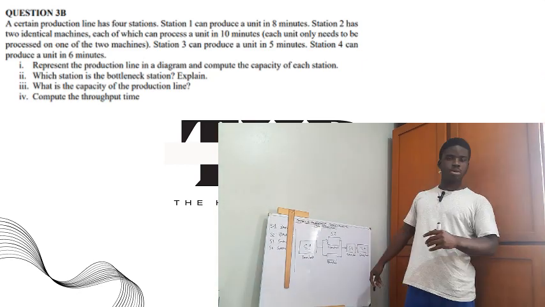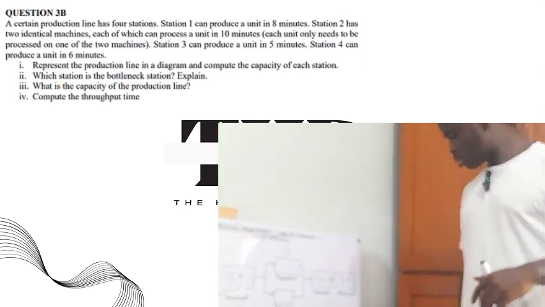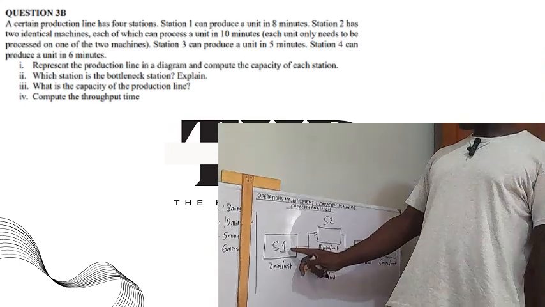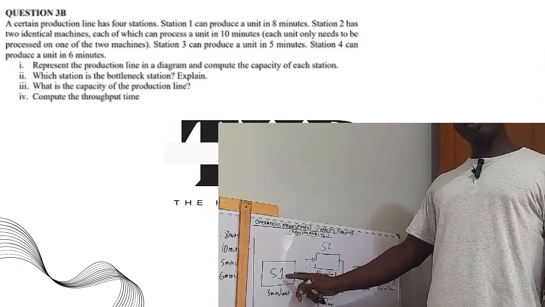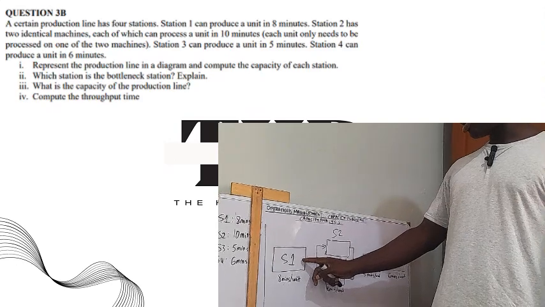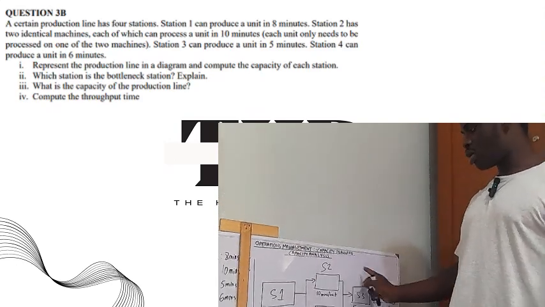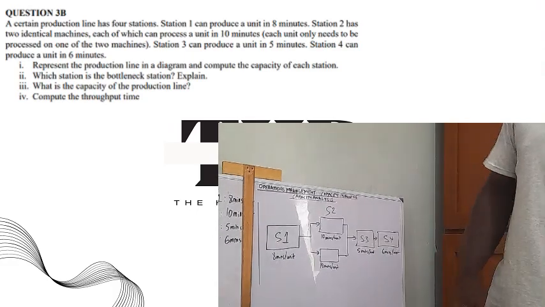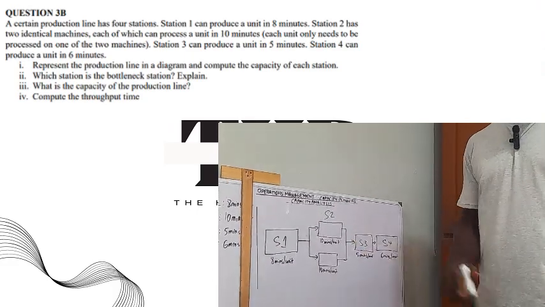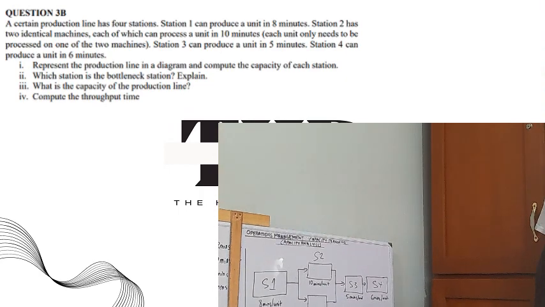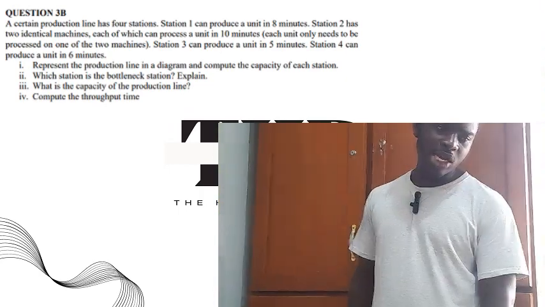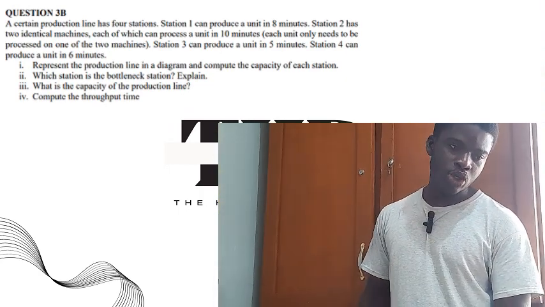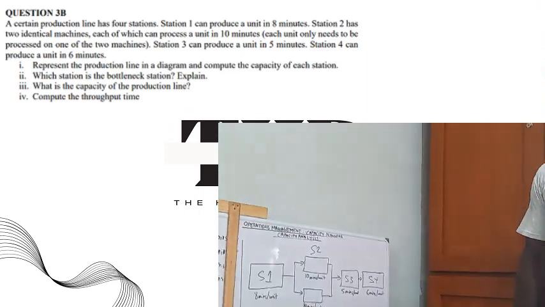This is how it's going to look. If the unit is done from station one, one goes here, one goes here. So just 10 minutes over here. So this is how we represent the diagram. We use the eye to compute the capacity.